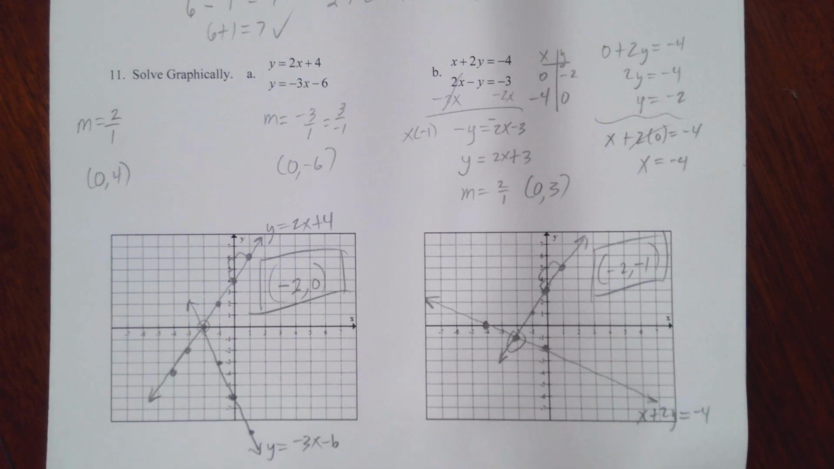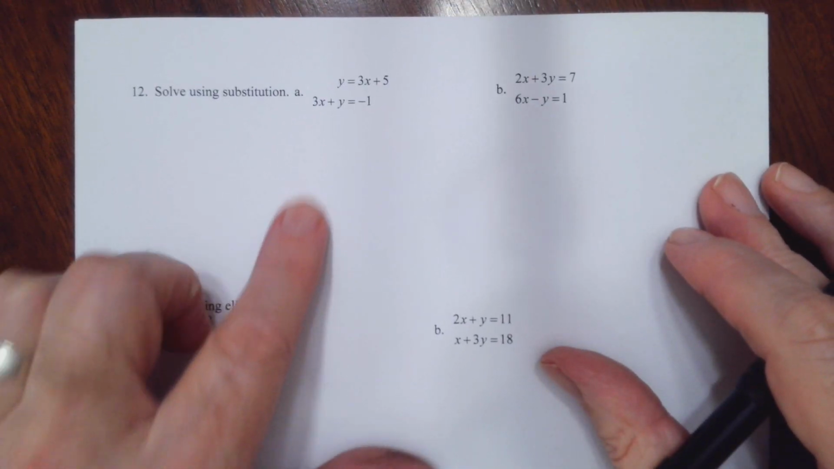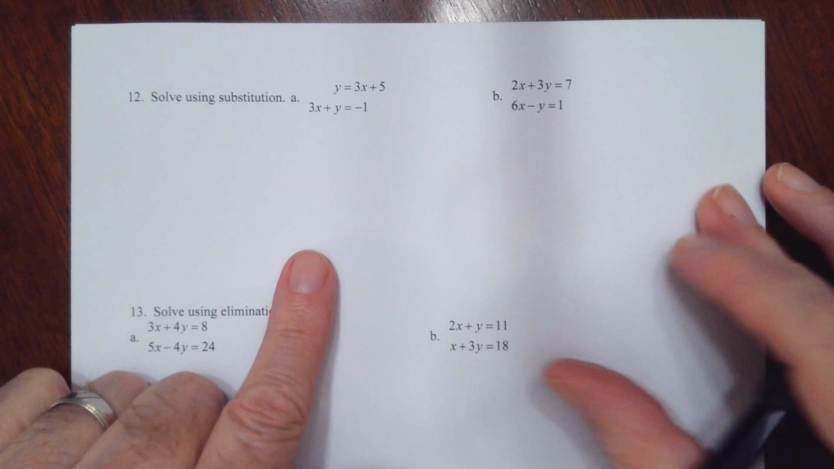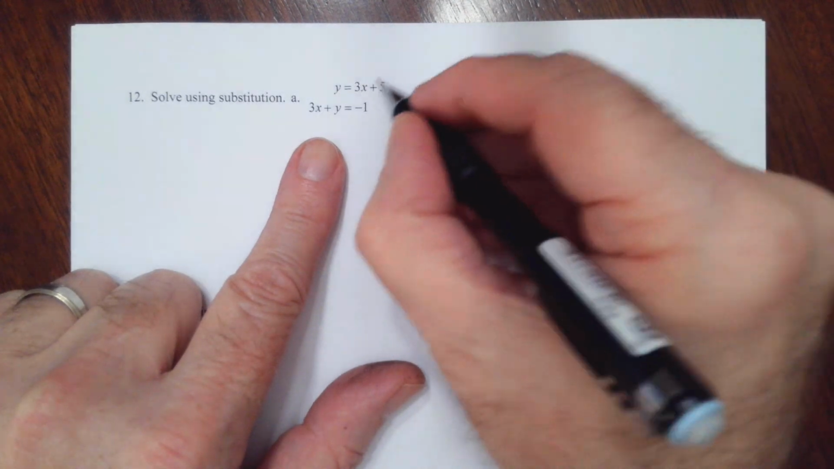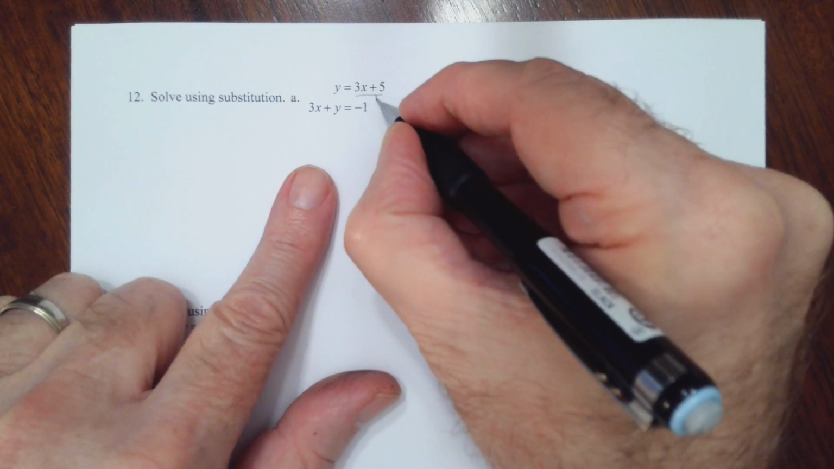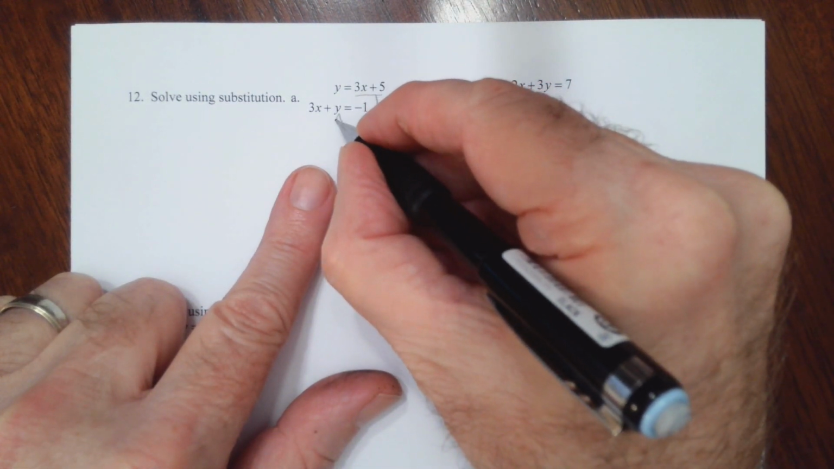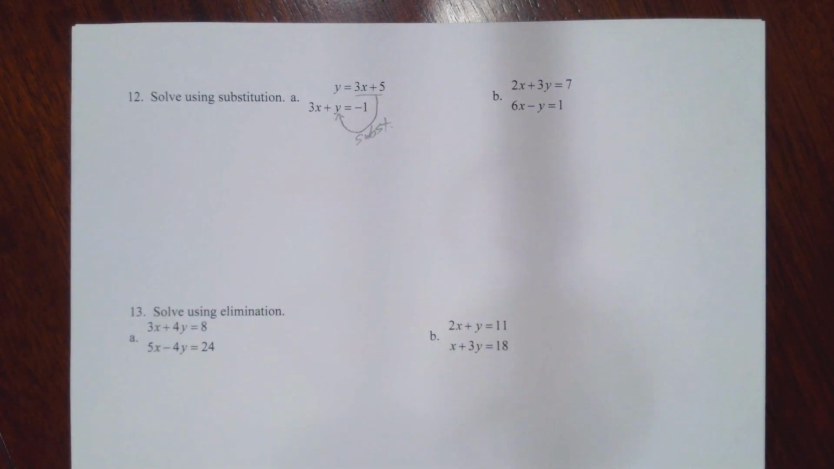All right, let's move on to the next page. So we're going to solve using substitution on a and b. This first equation is literally begging us to use substitution because we've got the first equation solved for y, and so all we need to do is substitute for y in the other equation. So that's why we call this the substitution method. The first step is a substitution.